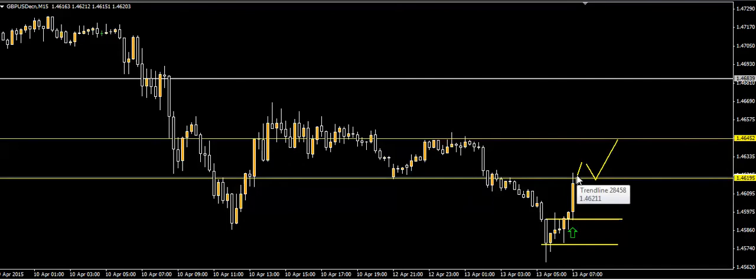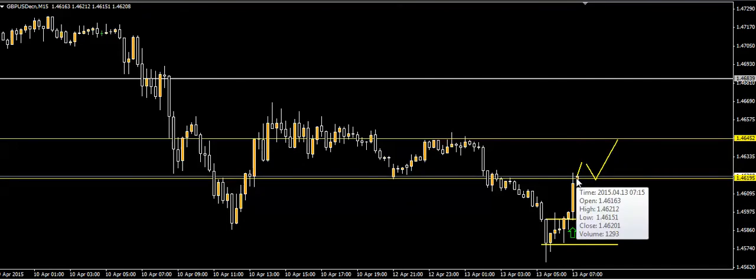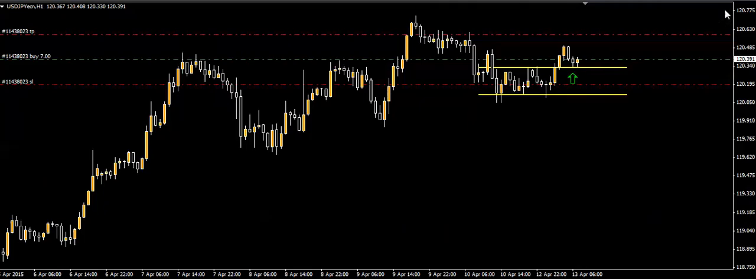What will happen in the next 15 minutes? We're not sure. So let's see what happens. In the meantime, let's take a look at my yen trade.